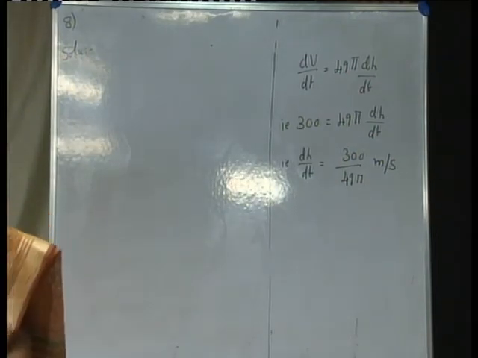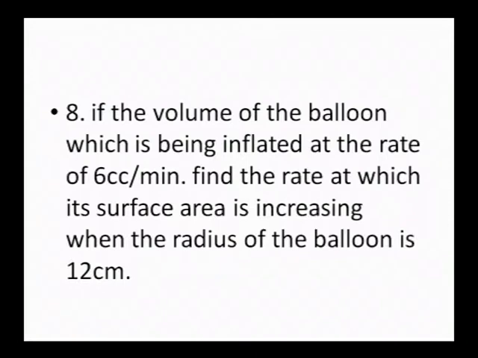The last one is, if the volume of the balloon which is being inflated at the rate of 6 cubic centimeter per minute, find the rate at which its surface area is increasing when the radius of the balloon is 12 centimeter. In the previous problem, at what rate the radius is increases, at what rate the surface area is increases, both were asked. But in this case, he is asking only the surface area. But even then, we have to find at what rate the radius is increases. I want to show that one. That is why I took this problem.